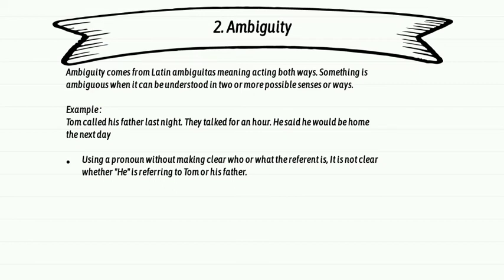In this sentence, we know the pronoun he is referring to Tom or his father. It is named ambiguity, because we don't know the exact referent. It's not clear because we don't know whether he in this sentence is referring to Tom or his father. It's ambiguity.